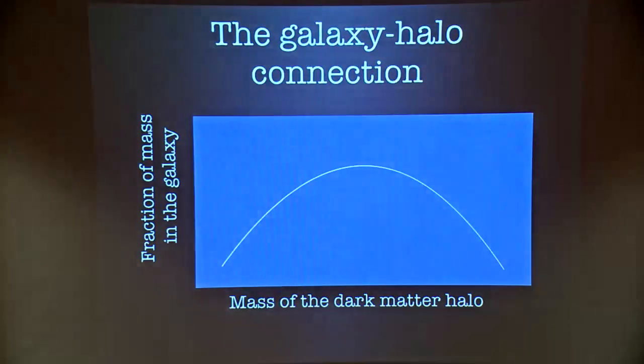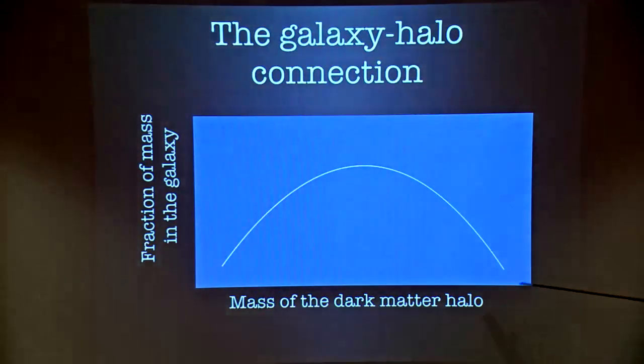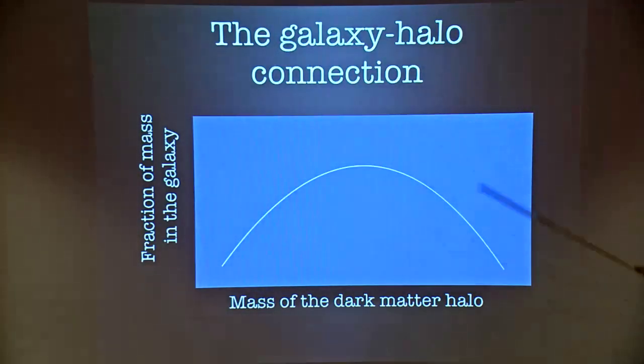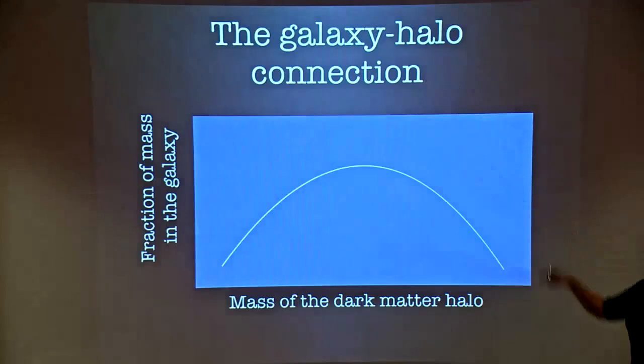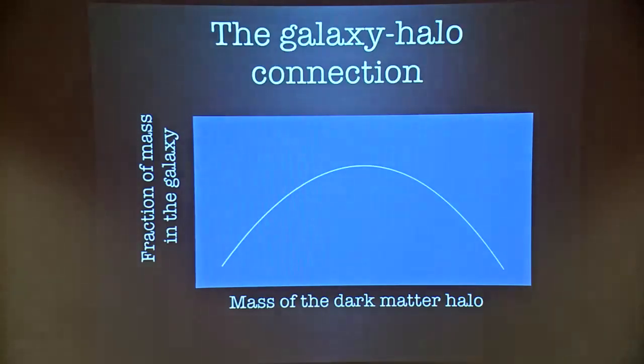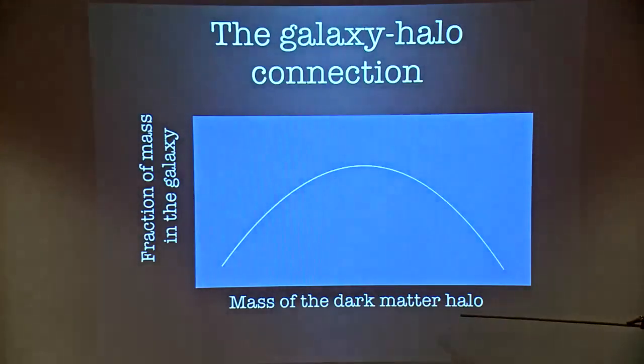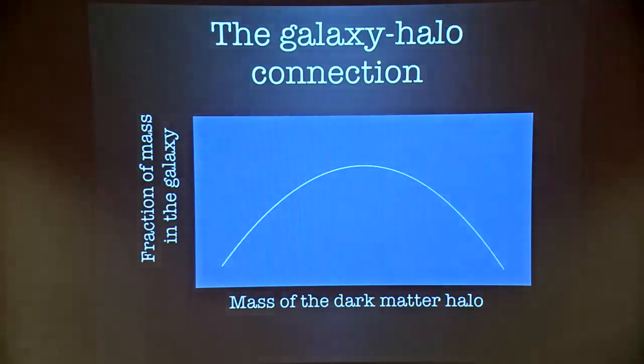So this is the title of the program I've been running here at KITP. We're looking at the connection between galaxies and dark matter halos. And the really simple thing that we've learned is that more massive galaxies live in more massive halos. That's not very strange. That seems like it makes sense.